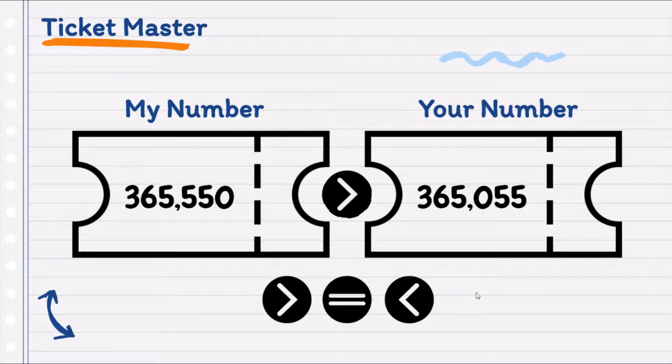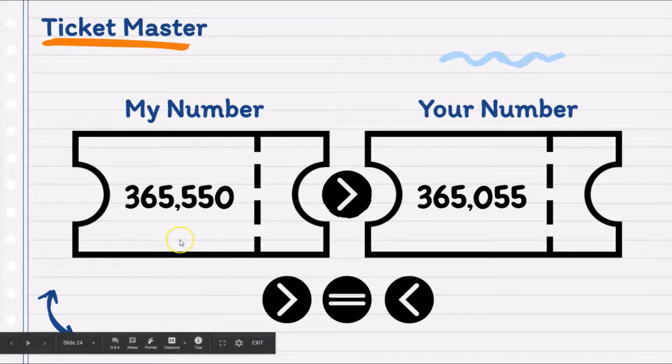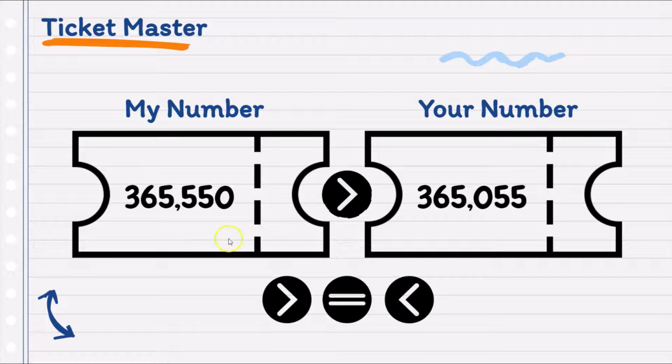Let's make a comparison statement now. And hopefully you said the same thing I'm going to say. 365,550 is greater than 365,055 because my number has 5 hundreds and yours has 0 hundreds. My number is larger.